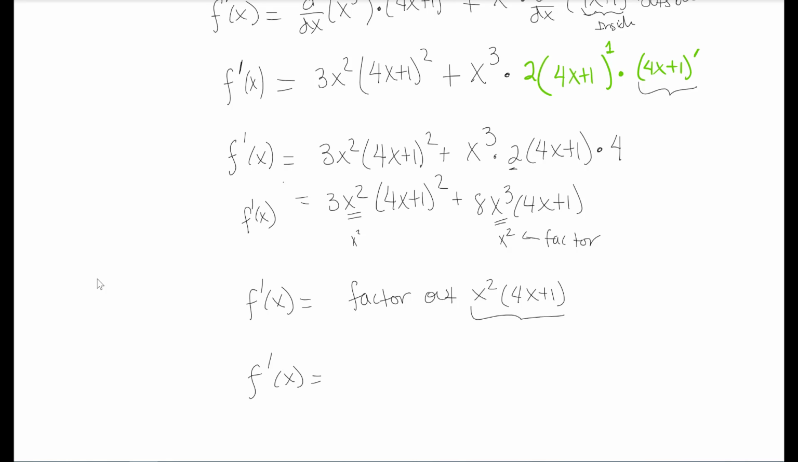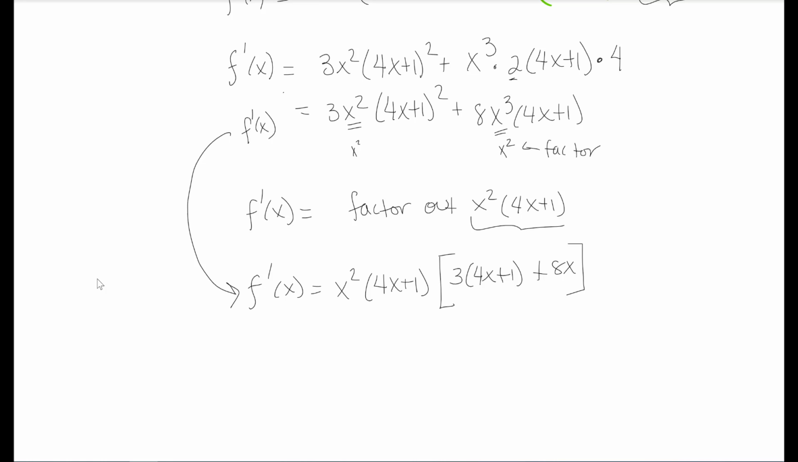So f prime of x is going to be x squared times 4x plus 1. And the question is then, what are we left with? Well, I took out the x squared, so I'm left with the 3, and I took out one of those 4x plus 1, so I'm left with just one of them. Plus, here we took out x squared, so we're left with an x, so we have 8x. And we took out the 4x plus 1, so that's no longer there. So that's what we're left with.